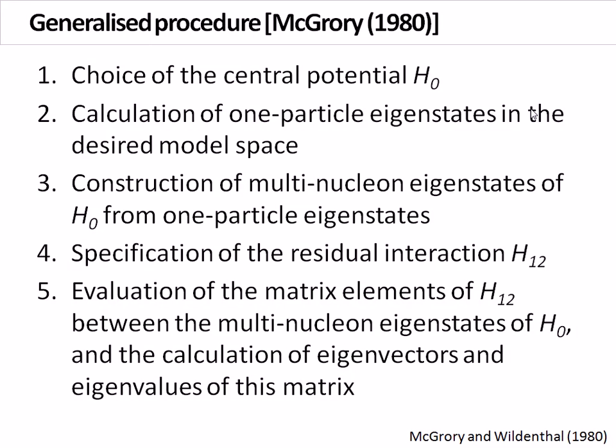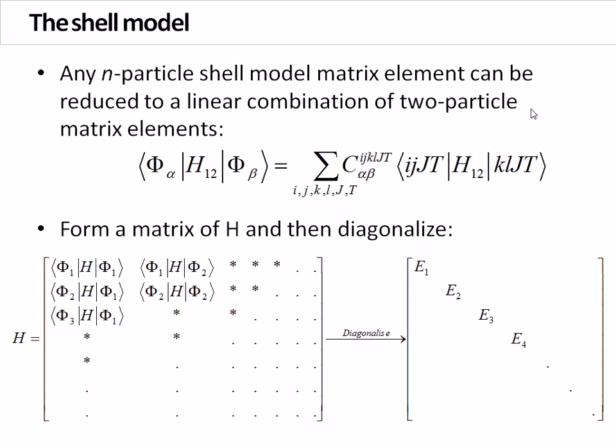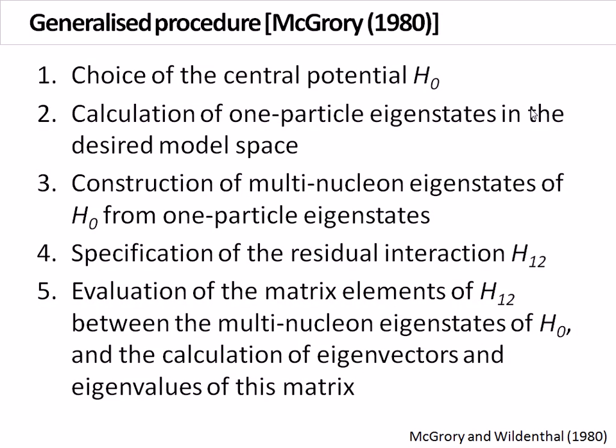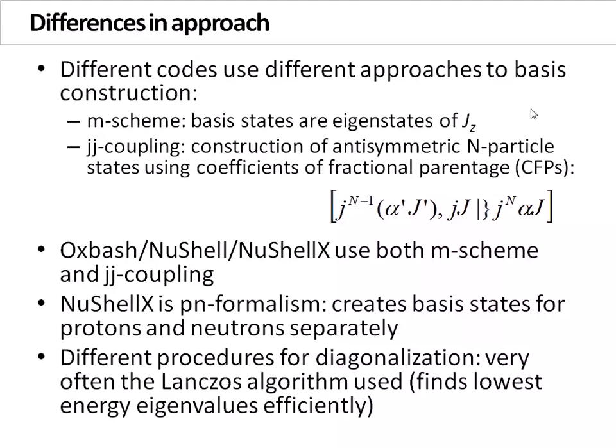Okay, so it's this diagonalization procedure, when the dimension of this is hundreds of thousands or millions, that takes the long time in a shell model calculation. All of these steps are sort of technical, and I'm not going to go into the details here, but there are lots of places to look up the details. Basically all shell model codes do the same sort of thing, but they sometimes do it in slightly different ways.